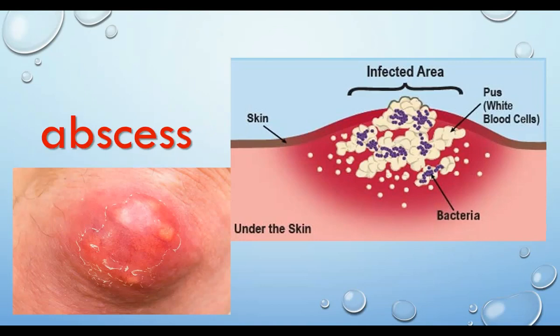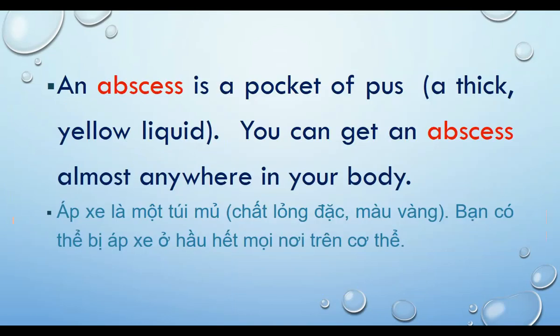Abscess. An abscess is a pocket of pus, a thick, yellow liquid. You can get an abscess almost anywhere in your body.